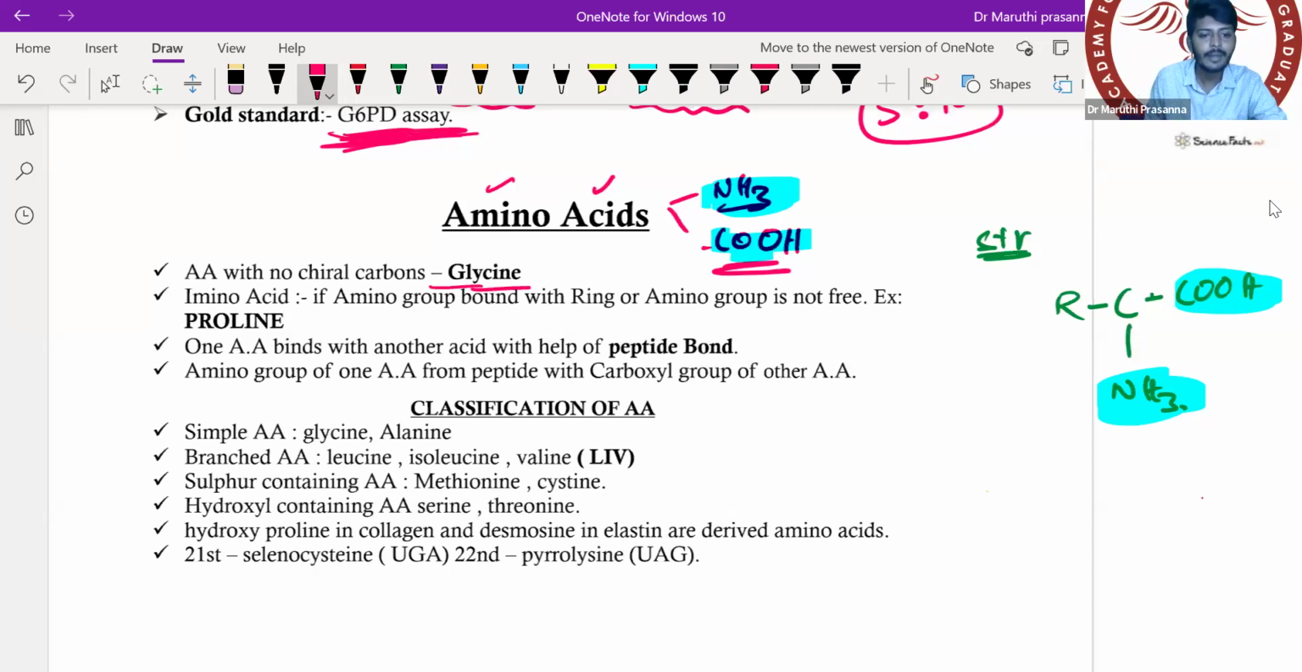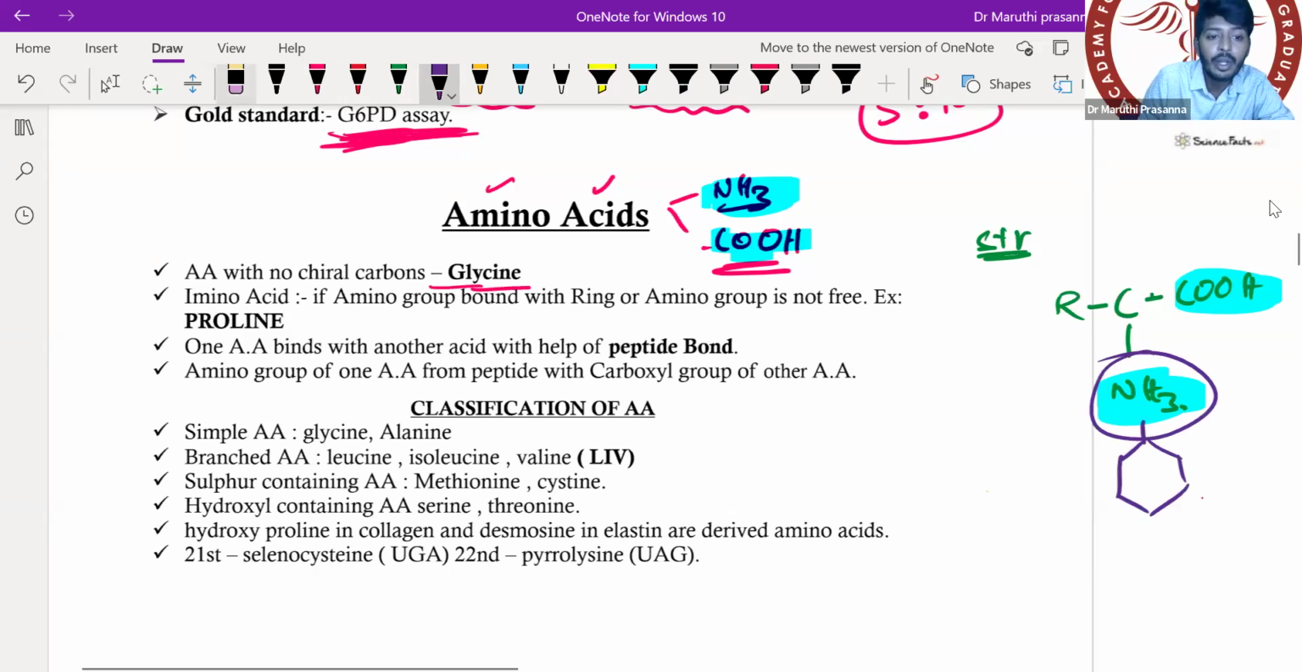All right. So we have amino acid. Amino acid means what, sir? We have an ammonia group which is there. This ammonia group, for example, is bound to some ring here. Let's imagine it is bound to a benzene ring. Now, the ammonia group, is it free or is it combined to something? It is combined to something. If the ammonia group is not free, that type of amino acid we will call an amino acid.